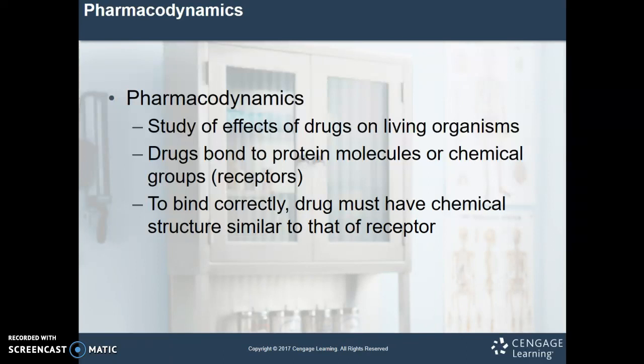Pharmacodynamics refers to the study of the effects of drugs on living organisms. So every individual unique drug exerts its own forceful and specific action on the body by forming a bond to protein molecules or chemical groups found on a cell, either on the surface of the cell or within the cell. So these proteins or sites are referred to as receptors, and each receptor has a unique design. Receptors are normally activated by neurotransmitters or hormones.